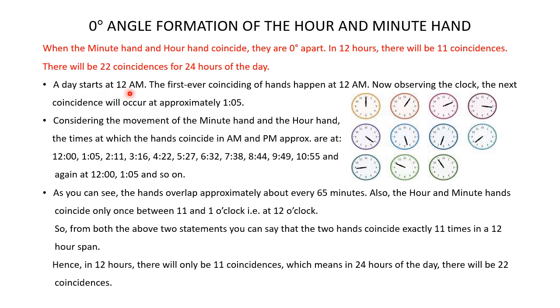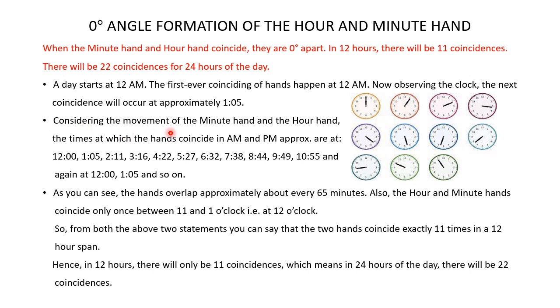Let's now find out how many times the hour and the minute hand coincide in a 12-hour span. Now a day starts at 12 a.m. So the first ever coinciding of the hands happens at 12 a.m. Now observing the clock, the next coincidence will occur at approximately 5 minutes past 1.